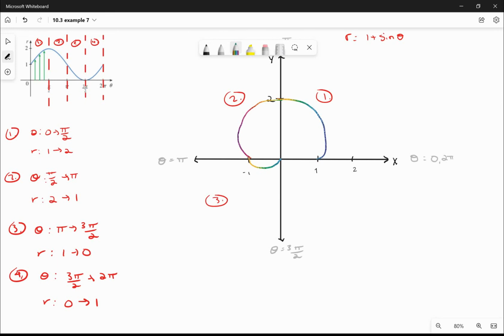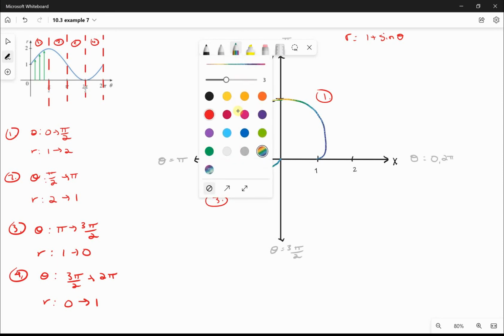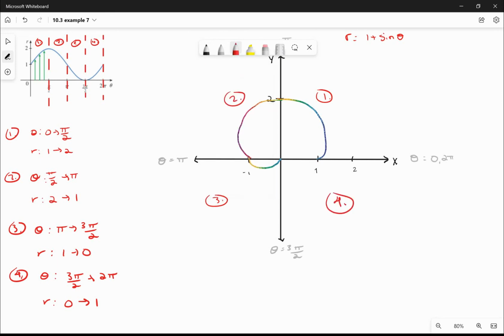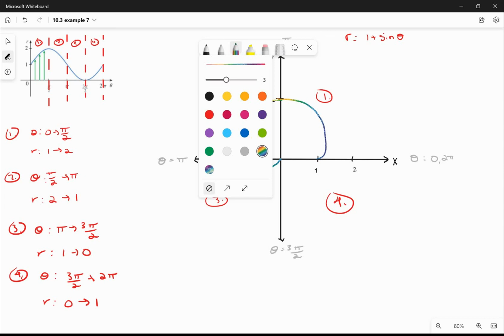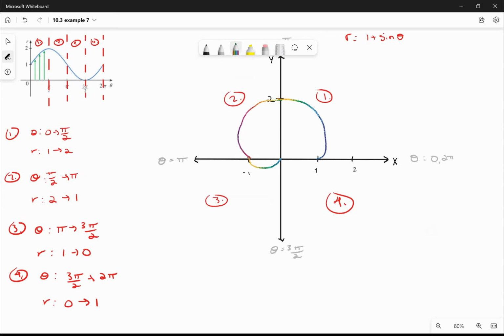And then our last part is 4 here. It's going to go from 0, r is going to go from 0 back up to 1. So it looks something like that. So that's our curve here.